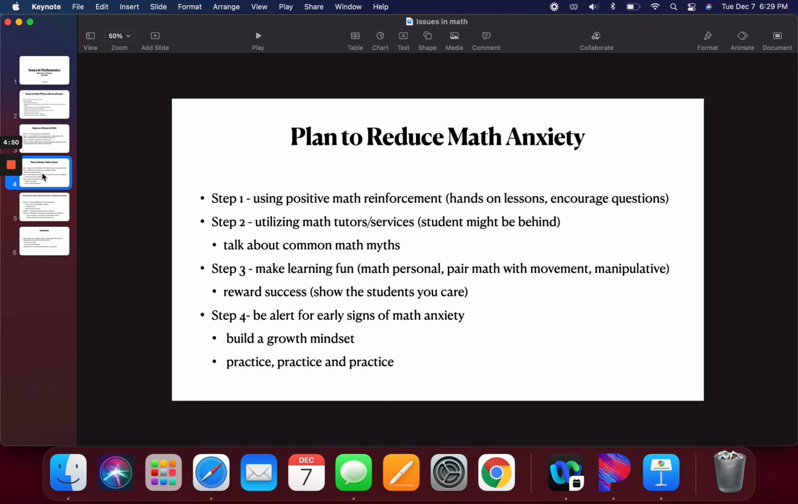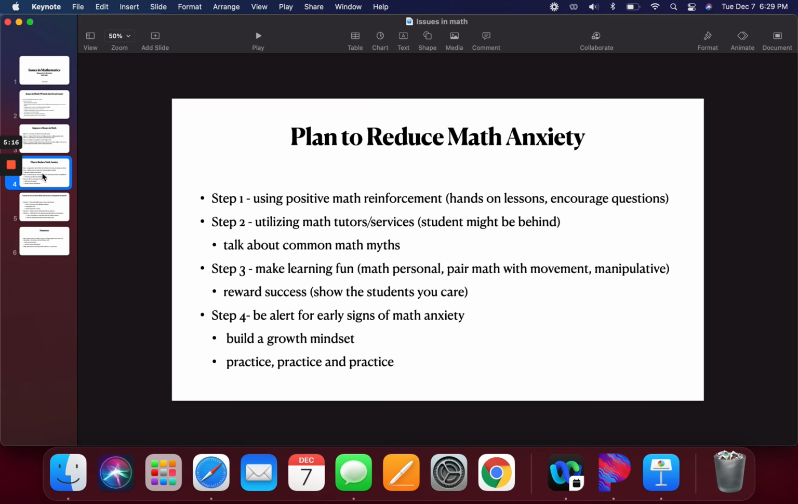Step number 3, make learning fun. This would be making math personal and pairing math with movement. If you can tell that the students are getting anxious during the math lesson, you can maybe do a Go Noodle or have the students step outside of the classroom for a minute. And manipulatives are a great way to help students in the younger grades. Reward success.